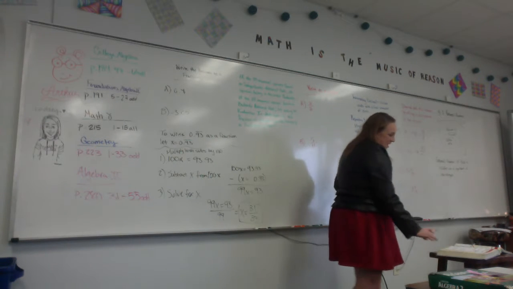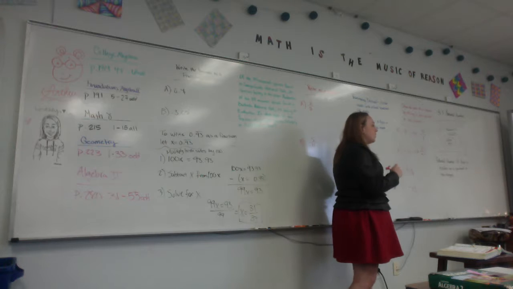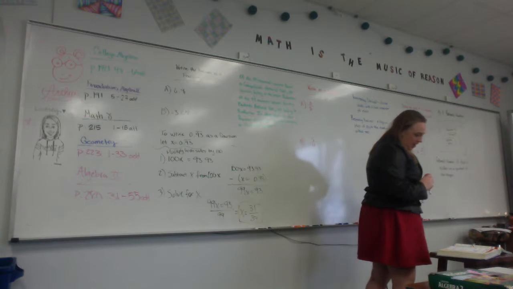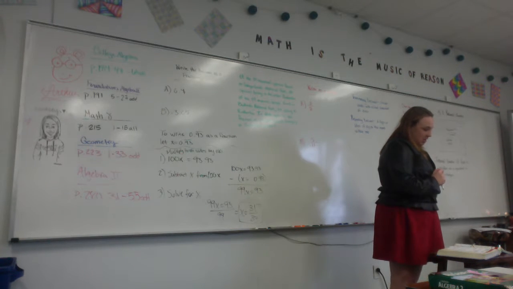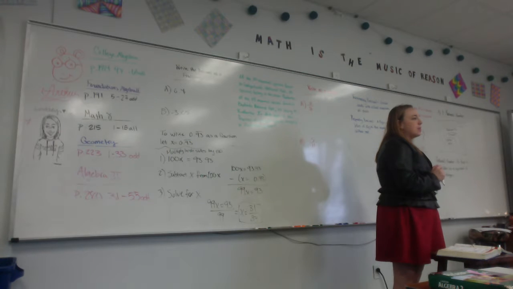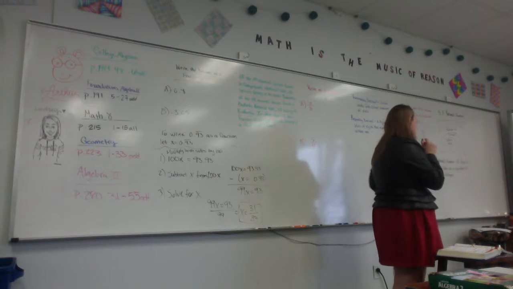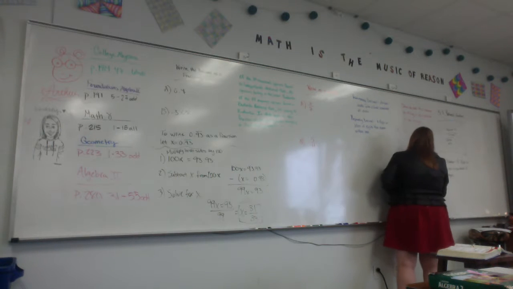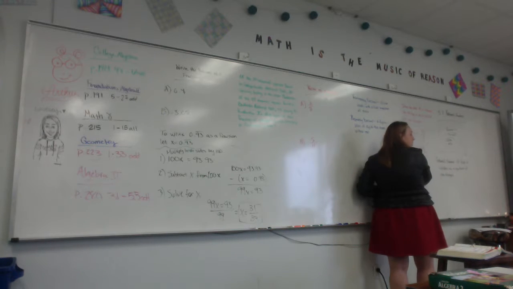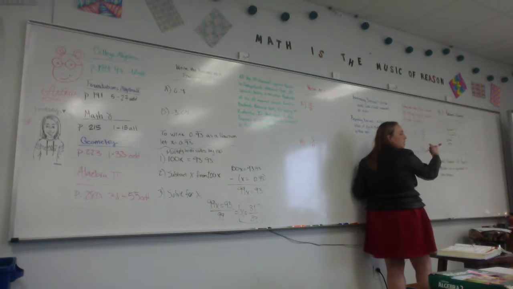How would you write 5 3/4? How do you change 5 3/4 to an improper fraction? You would do 23 over 4. Beautiful. The way I remember it, this is the easiest way: you take 5 and multiply it by the denominator and then add the numerator to it.